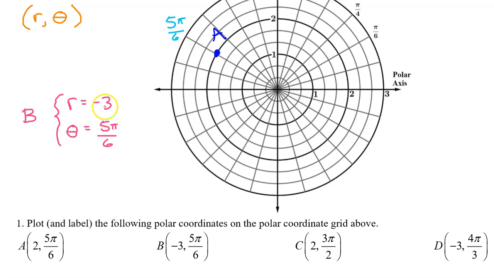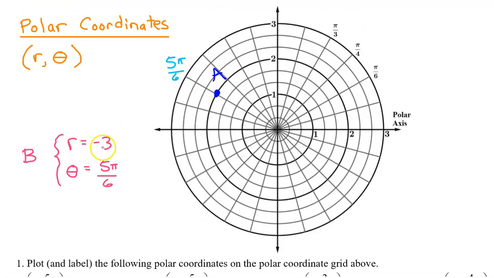Point B has an r value equal to -3 and theta equal to 5 pi over 6. Though the r value is negative, at first I'm going to ignore the negative and move 3 away from the origin, and then rotate to 5 pi over 6. Now, because the r value is negative, we have to move in the opposite direction. So point B will be right here in the 4th quadrant instead of the 2nd quadrant.